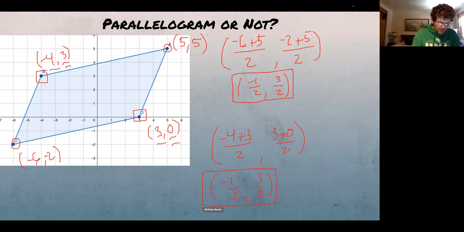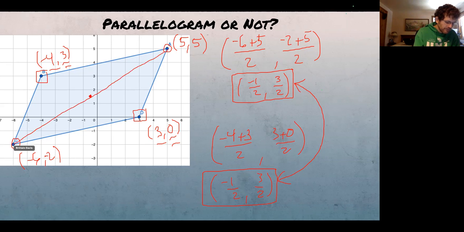Now if I compare those two, I can see that those two are exactly the same. So -1/2, 3/2 is going to be right about here. And that is the midpoint for both of the diagonals. And so that means that point is on the line. So I can now actually kind of sketch the diagonals at this point. So they are going to both cross right there. They're going to meet at that point, and that means that they cut each other in half.